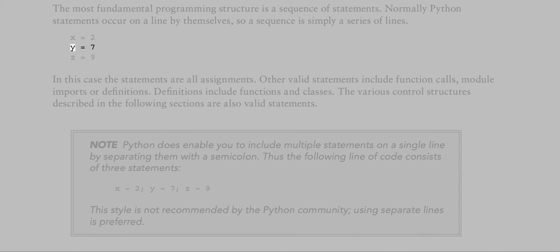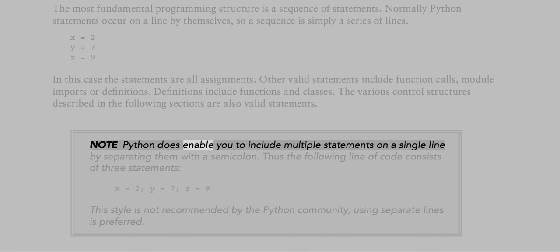x = 2, y = 7, z = 9. In this case, the statements are all assignments. Other valid statements include function calls, module imports, or definitions. Definitions include functions and classes. The various control structures described in the following sections are also valid statements.